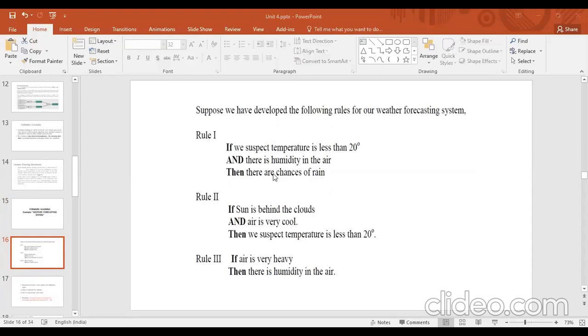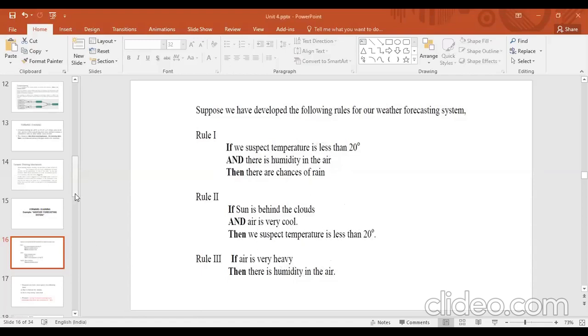So here the rules given are rule 1, rule 2 and rule 3. The first rule is, if we suspect the temperature is less than 20 degrees Celsius and there is humidity in the air, then there are chances of rain. Now rule 2, if the sun is behind the cloud and the air is very cool, then we suspect the temperature is less than 20 degrees. Now rule number 3, if the air is very heavy, then there is humidity in the air.